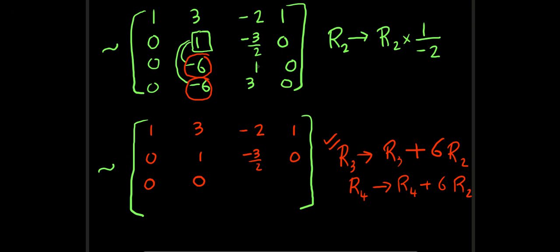So look at this. The target element is 1. So 1 plus 6 into minus 3 by 2. So this and this will get cancelled. So 1 minus 9, that is minus 8. And the next elements 0, 0, 0. Now it's going to be minus 6.